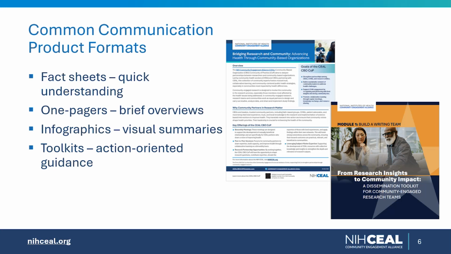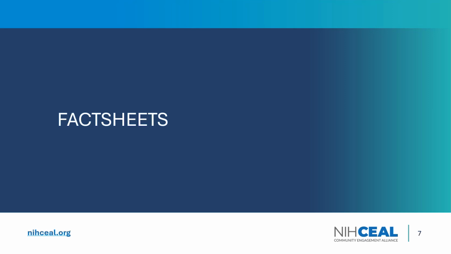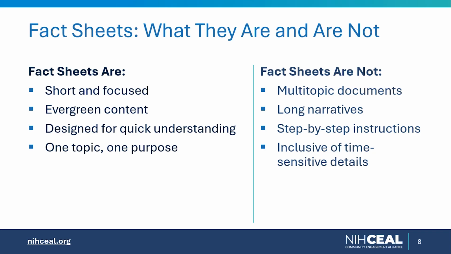The two most commonly used formats for community-engaged researchers are fact sheets and toolkits. Let's talk more about them on the next few slides. We'll start with fact sheets. Fact sheets are very popular communication resources. However, not everything belongs on a fact sheet. Let's discuss what fact sheets are and what they are not.